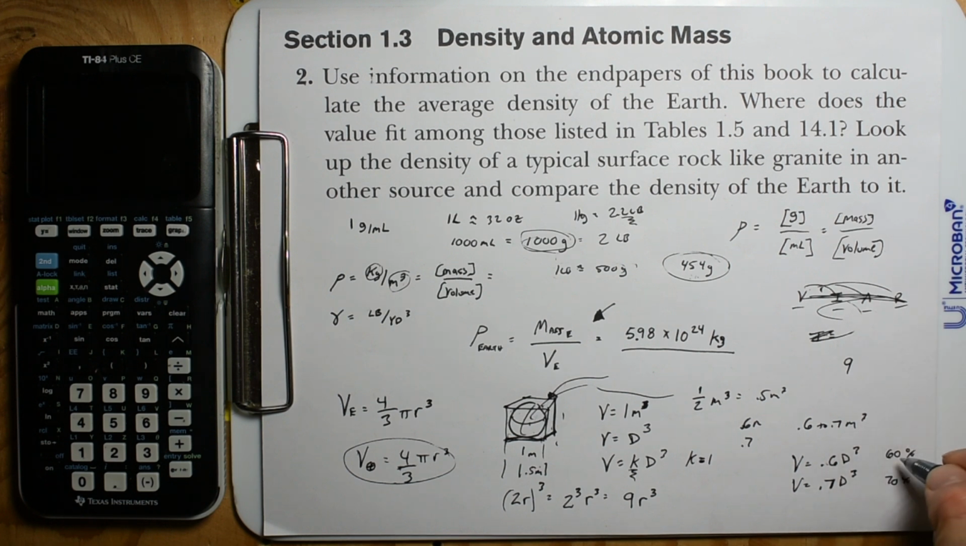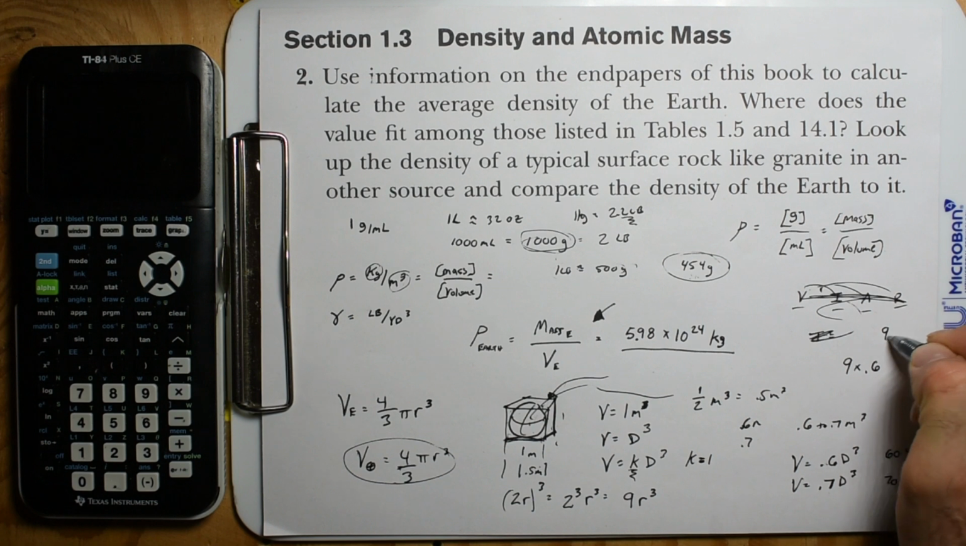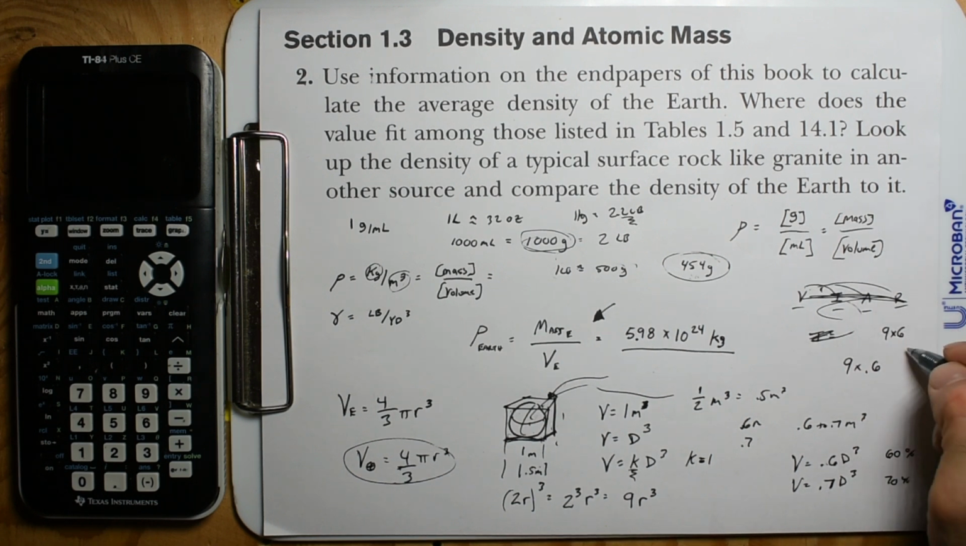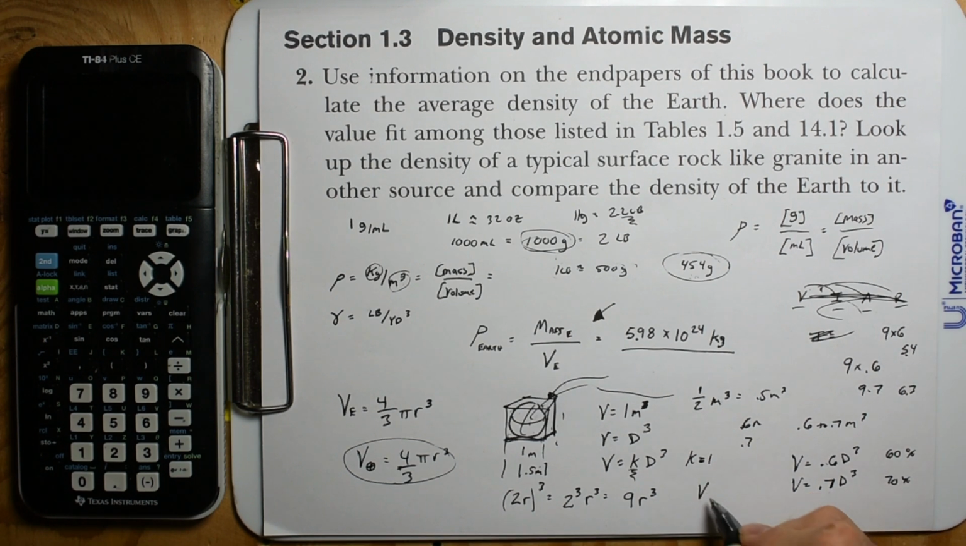So 9 times 60%, that's going to be 9 times 0.6. Well, I don't know what 9 times 0.6 is, but I do know what 9 times 6 is. It's going to be 54. 9 times 7 is 63, and so with the decimal point it's going to be 5.4 and 6.3. So cool. Now we know that the volume of the sphere might be 5.4 r cubed, or the volume of the sphere might be 6.3 r cubed.